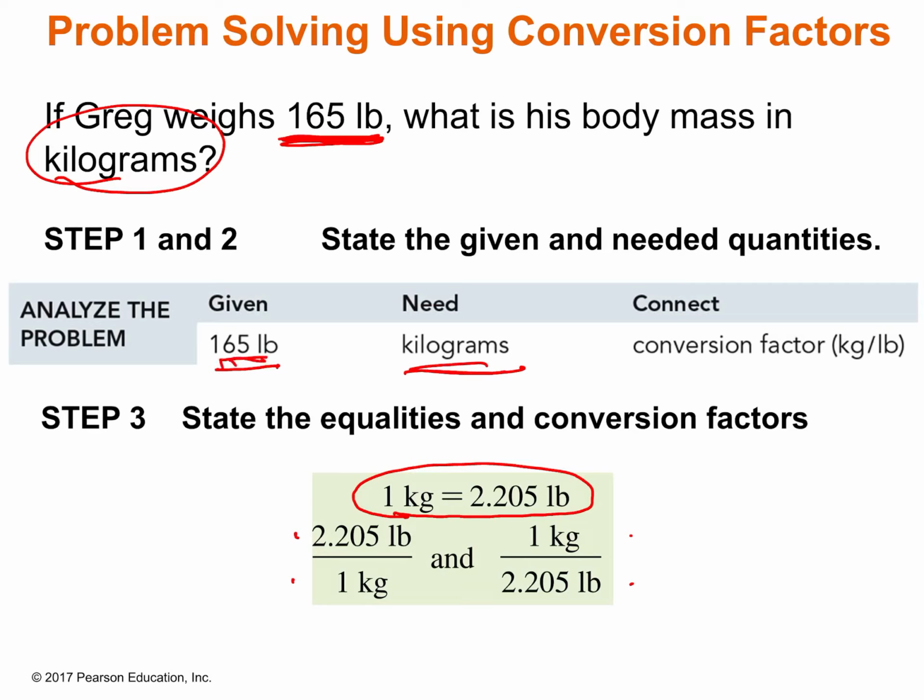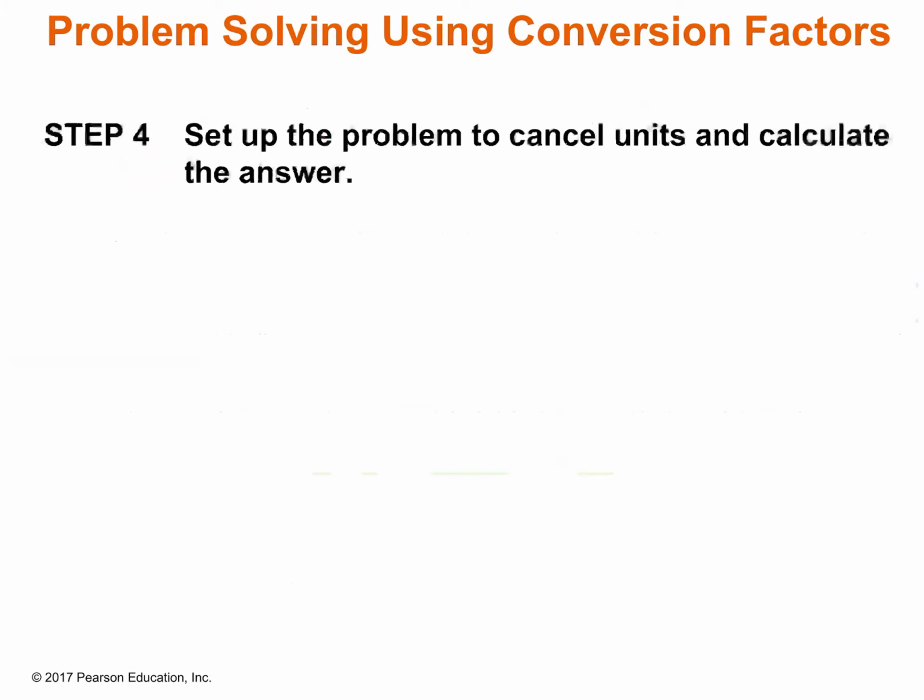So I would always start off doing this. Figure out what you're starting with, what you need, an equality that will get you between them, and then write your two conversion factors. Then you can go about starting to solve the problem. Okay. So here we go. We're looking for kilograms and we're starting with pounds.